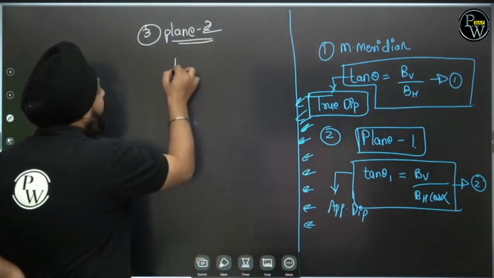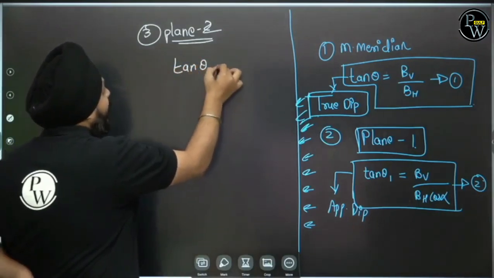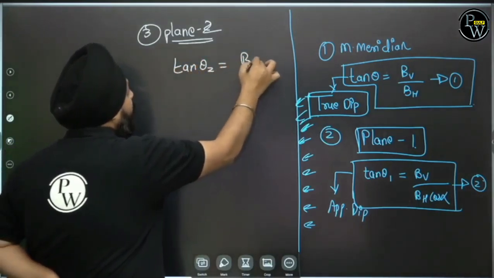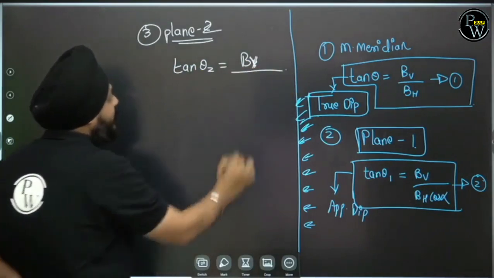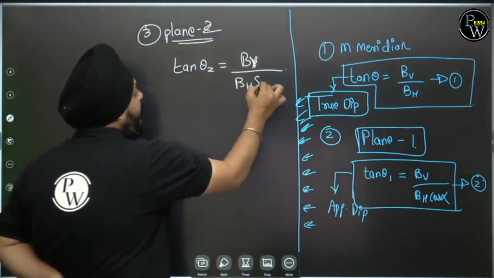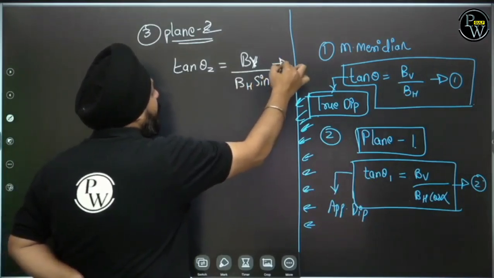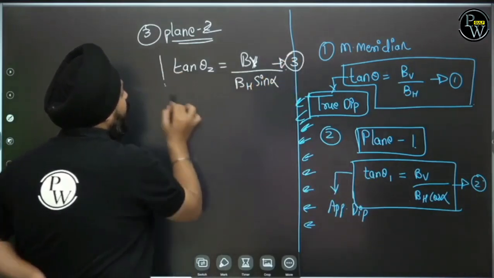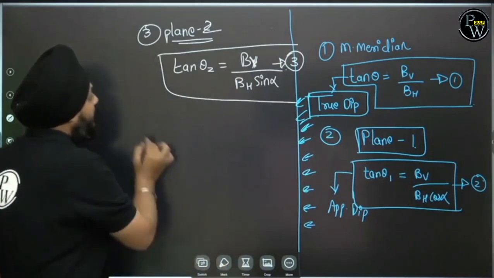So here that is tan of theta 2, the second apparent dip. Again, the vertical component is going to be same, but the horizontal component, here it was BH cos alpha, here it is going to be BH sin alpha. Can I consider this as equation number 3? Yes, I can consider this as equation number 3.